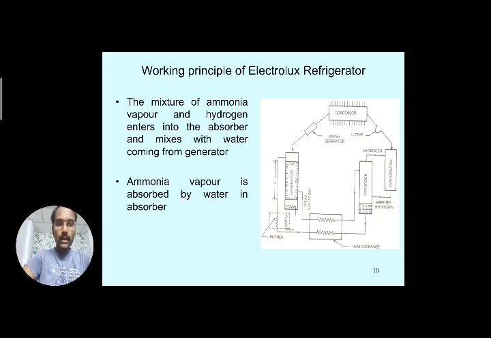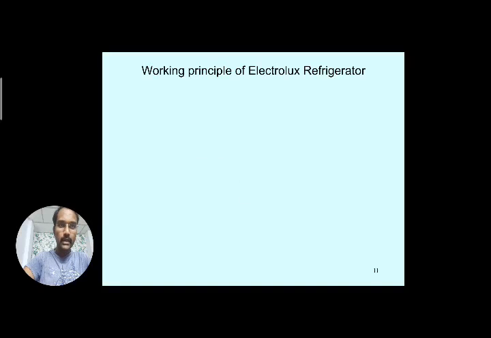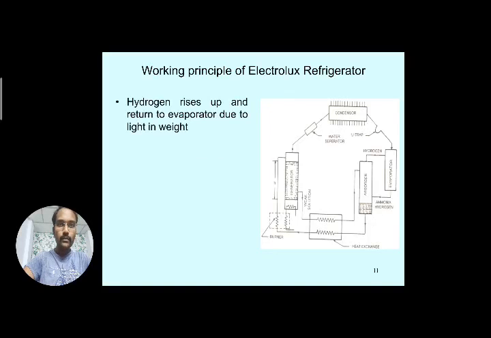Right, now the ammonia vapor which is already there, coming from the evaporator, is absorbed by the water in the absorber. Okay, it is absorbed by the water in the absorber. So that is the thing happening in the absorber.